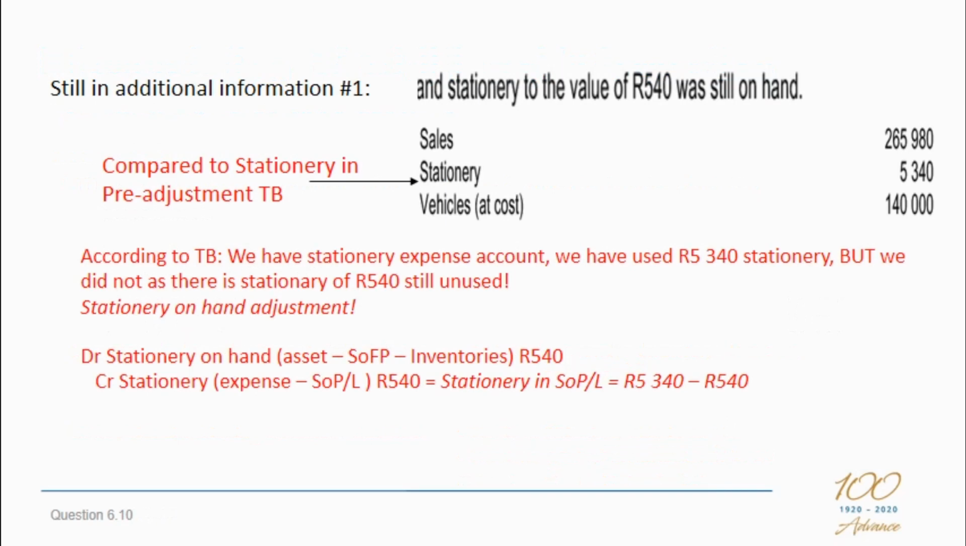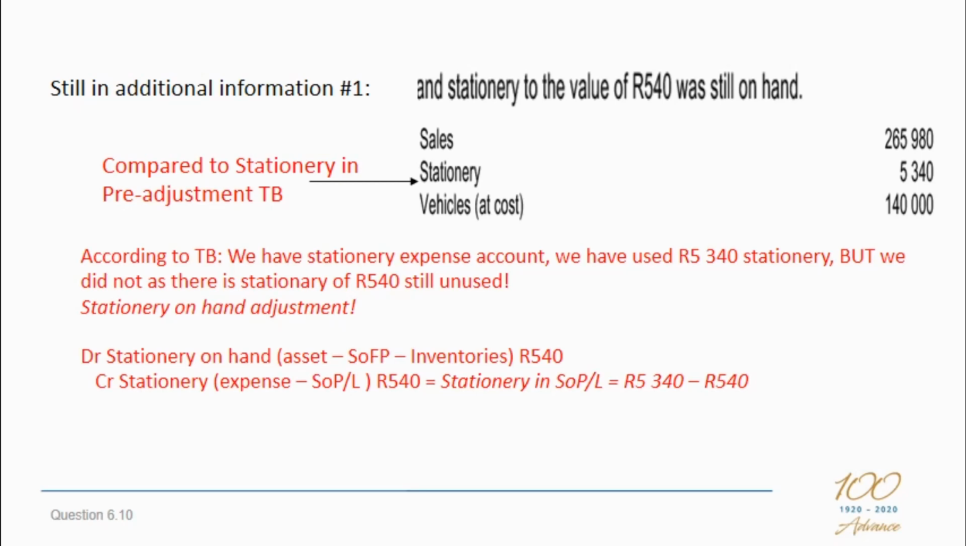Still in additional information number 1, they have also said that we have stationery of 540 Rand on hand. In the pre-adjustment trial balance, they've given stationery as 5,340, meaning that they've actually given us the expense. We have used 5,340 Rand according to the pre-adjustment trial balance, which is not the truth, because we actually didn't use all that stationery. There's still 540 Rand unused.